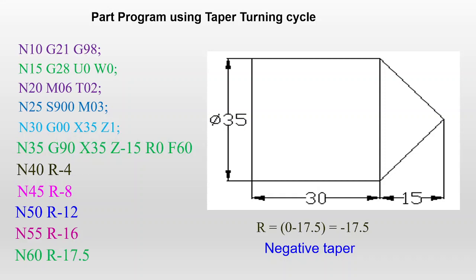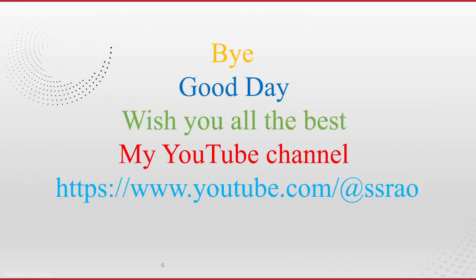The taper machining takes place, and after machining, the tool is sent to the home position with G28 U0 W0. Then the spindle stops with M05. Then M30 is program end and rewind. These are the steps. According to these steps, the taper turning operation will be carried out. I hope everyone understands how you can write the part program for the taper turning cycle, especially for the negative taper turning cycle. In the next video I will explain the positive taper turning cycle.